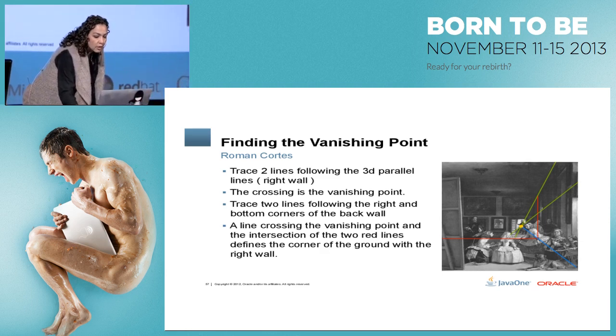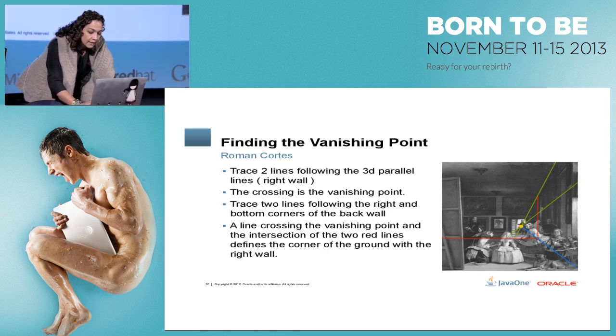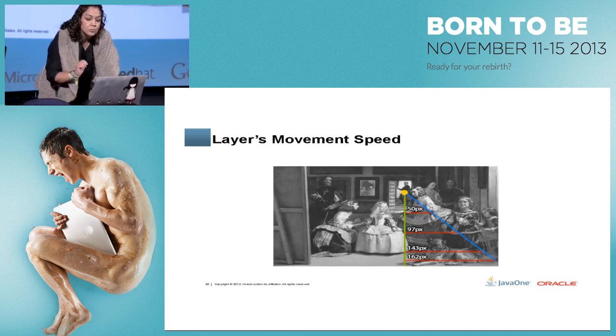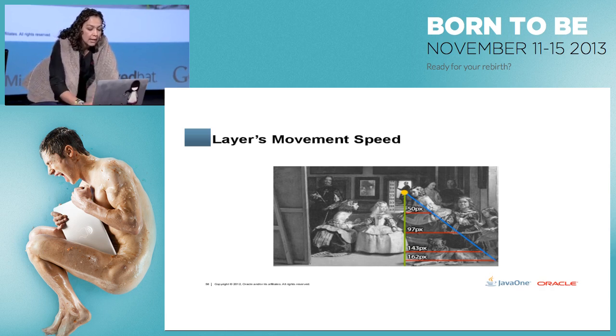And then you draw two perpendicular lines, again, to the walls of your scenario, and make a last line from the vantage point to where those two lines cross. So this is how things are going to move depending on your vantage point. The closer to the vantage point, the faster it's going to move. The farther away it is from that point, the slower it's going to move. So it's pretty much what we're talking about in the parallax effect.